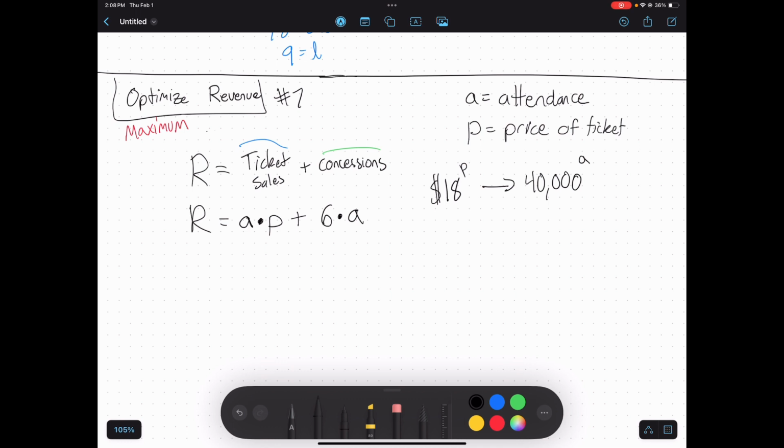What does this begin to tell me? This begins to tell me that there's some sort of relationship between price and attendance. We're going to talk about this later. It's called a demand curve. The higher you set the price, the lower the demand. The lower you set the price, the higher the demand. So there's this relationship between what I set the price and how many people attend. And so then it tells me something else. It tells me that every decrease of $3 adds 10,000 to the attendance.